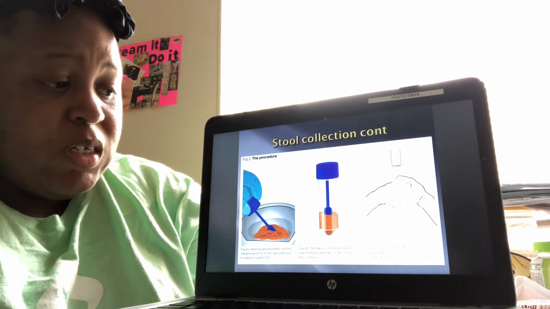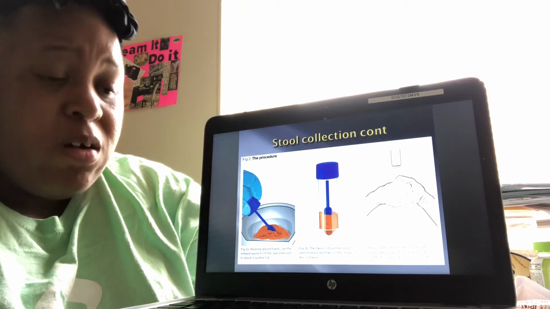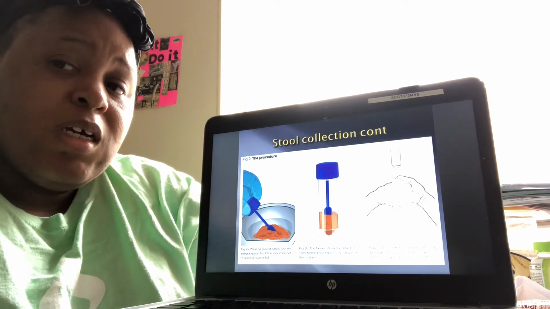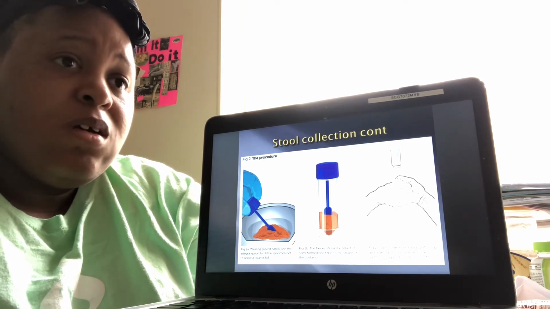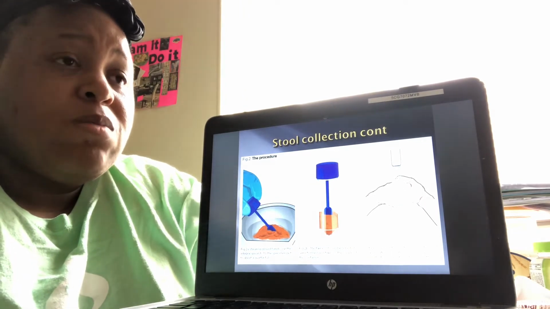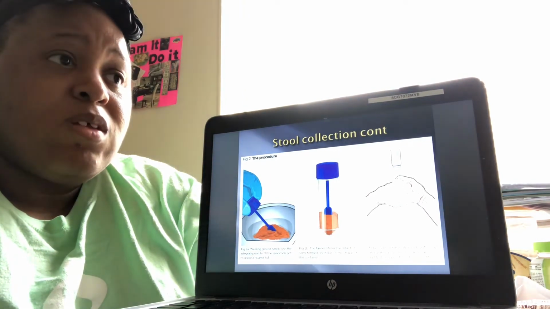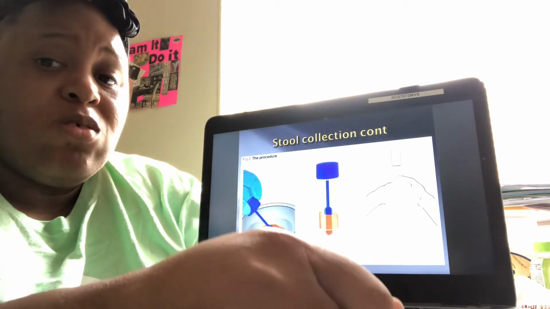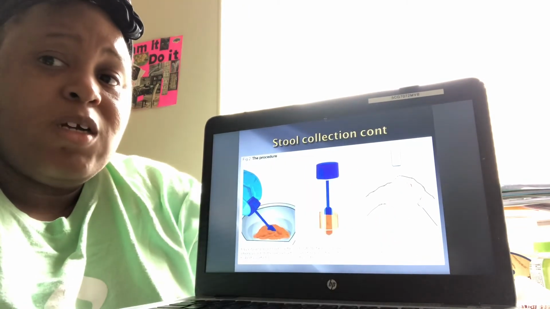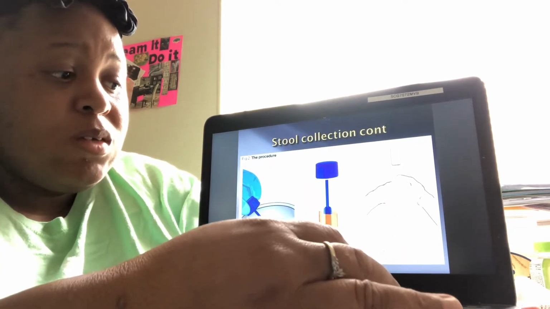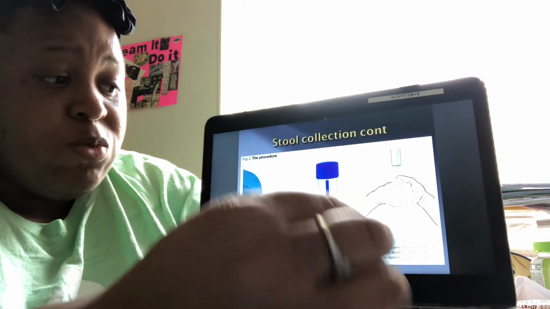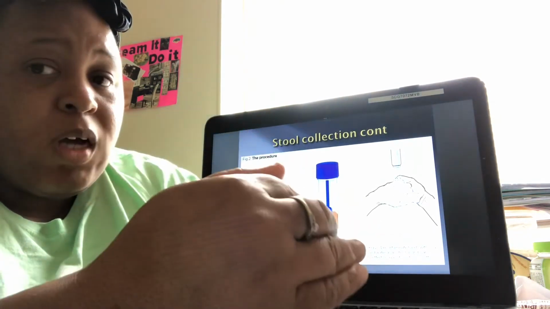Once the feces is collected into the container, put the top on tightly and label the specimen. You want to check with the person to make sure the name and date of birth are correct, by checking either the armband or asking the patient their name and date of birth. After this is done, remove gloves and wash hands.